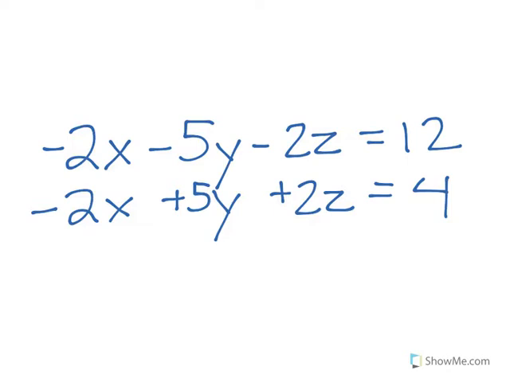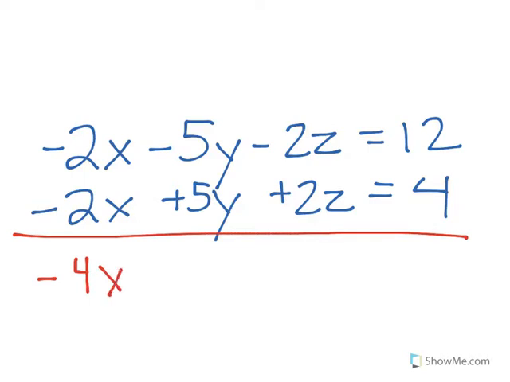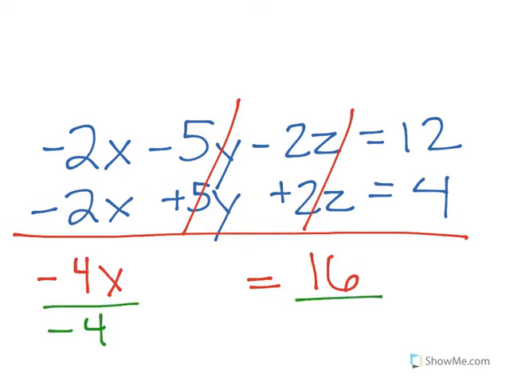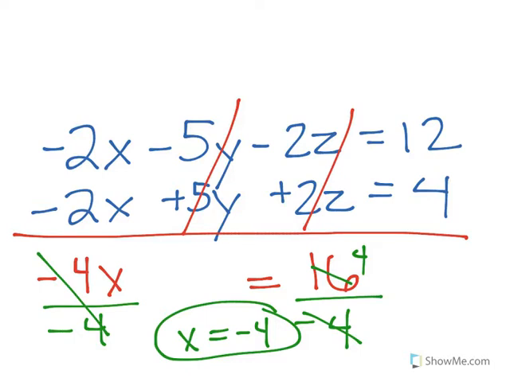Okay, so I chose these two equations so I can add them together. And when I add them together, I get negative 4x. These cancel, equals 16. Then I'm going to divide each side by negative 4. And I end up with x equals negative 4. So I've now solved one of the variables. That's it. But I'm going to use that to get more information in a moment.